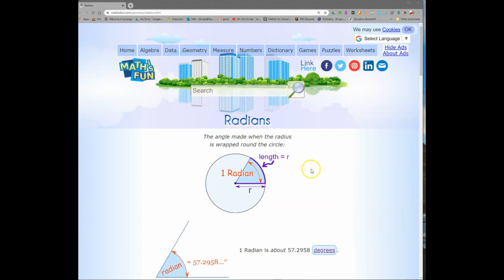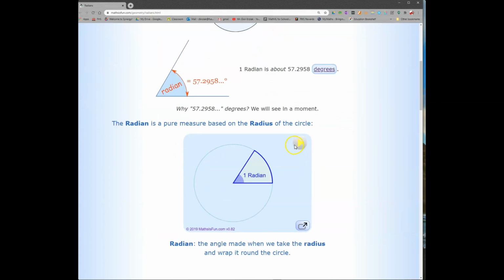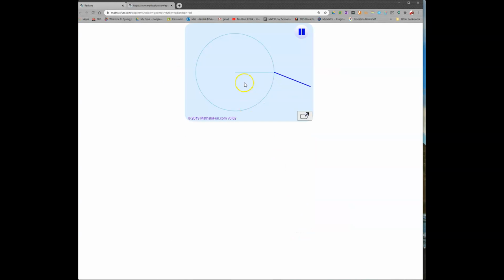So here's a little animation of what that actually looks like. There's the radius. Now we're going to take it, wrap it around the circle. It makes a central angle right here. And a central angle is like an angle on a piece of pie. All right? And that central angle is equal to 1 radian. That is 1 radian.